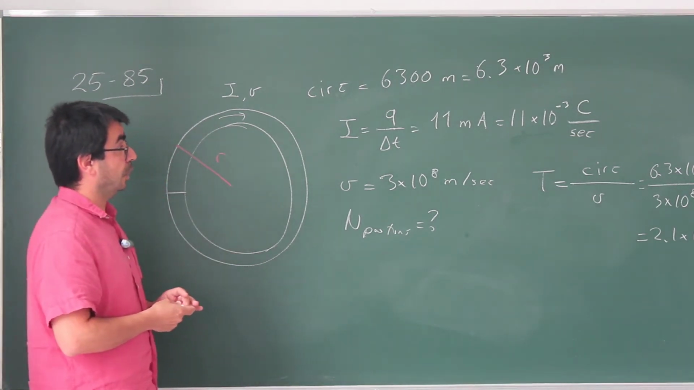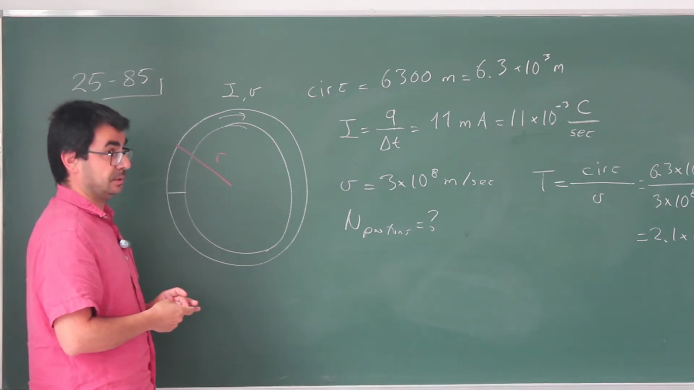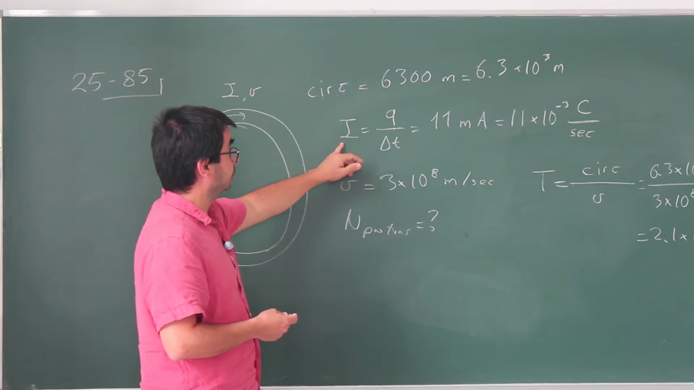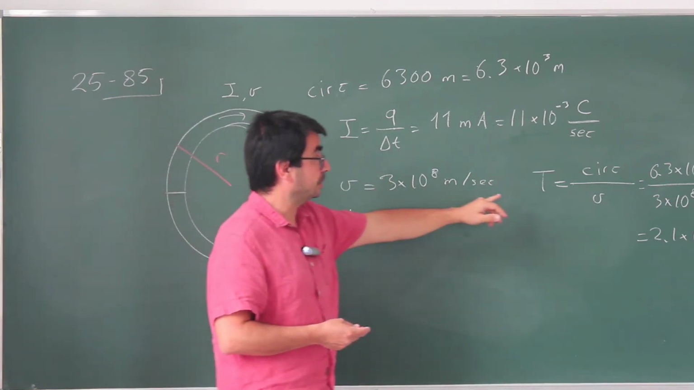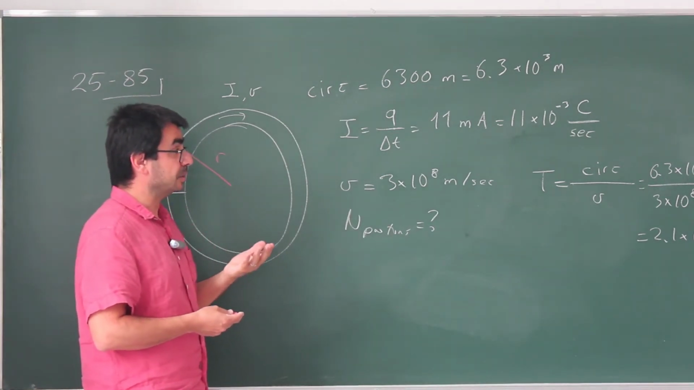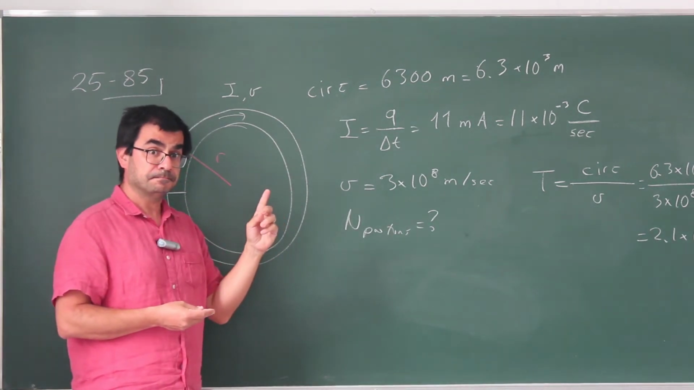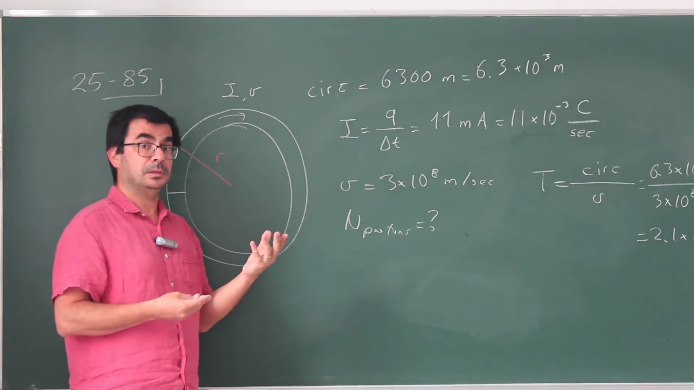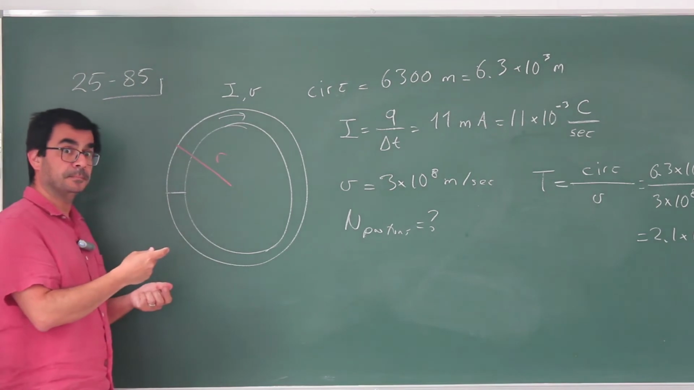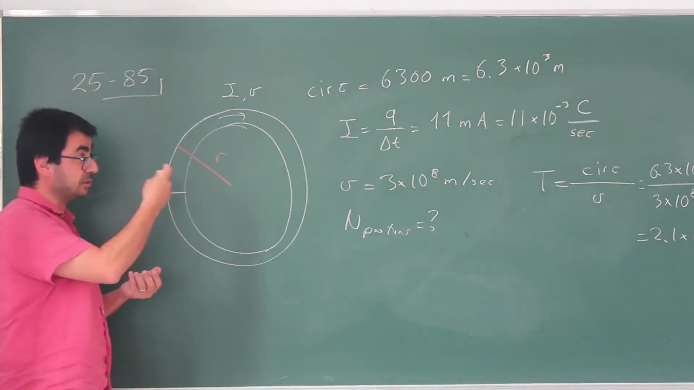Another way to go about this is to simply multiply these two. Okay? So this is the current, this is the period. So I can just multiply these two to calculate how much charge passes through in one period. Okay? Now what does that give me? The total charge that passes through a given point over one period. That gives me the total charge in the ring, right?